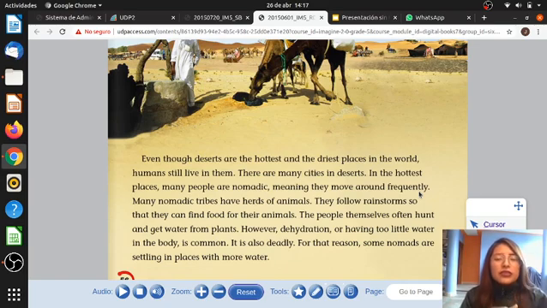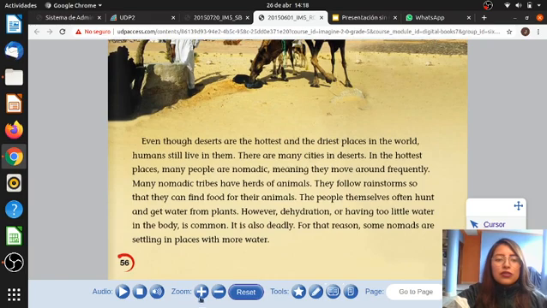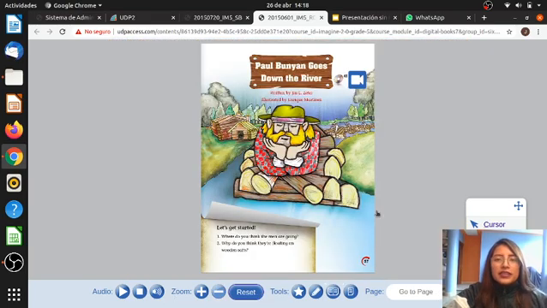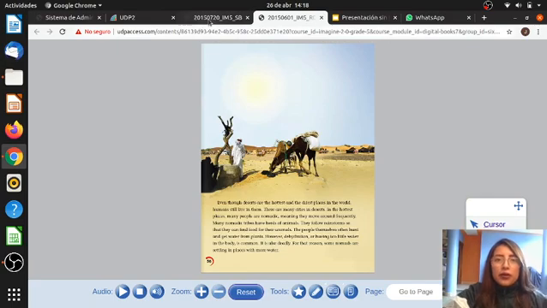Okay, according to the paragraph, they have to look for food and they have to move for food for their animals and for themselves. Ellos tienen que moverse para encontrar comida tanto para sus animales como para ellos. Ok, por esa razón ellos son nómadas. Very good. Now, finish. Let's start with our color book.